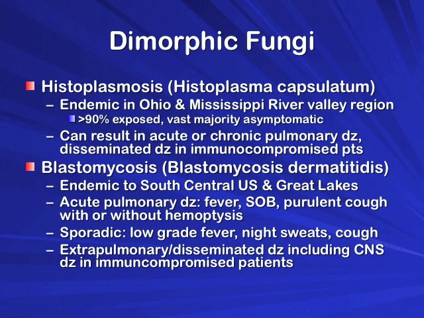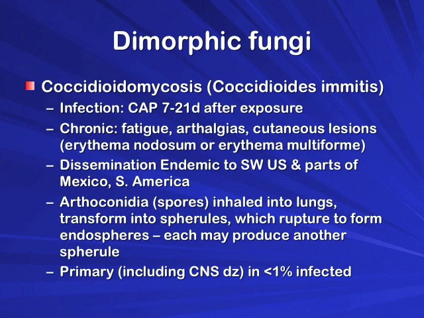Blasto is endemic to south central U.S. and the Great Lakes area. You have acute pulmonary disease with fever, shortness of breath, purulent cough with or without hemoptysis. You can have sporadic symptoms of low-grade fever, night sweats, or cough, and you can have extrapulmonary disseminated disease, including CNS disease in immunocompromised patients.